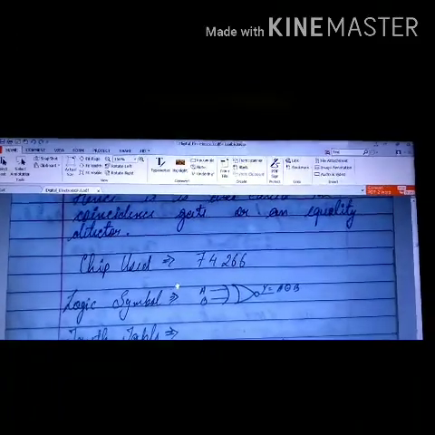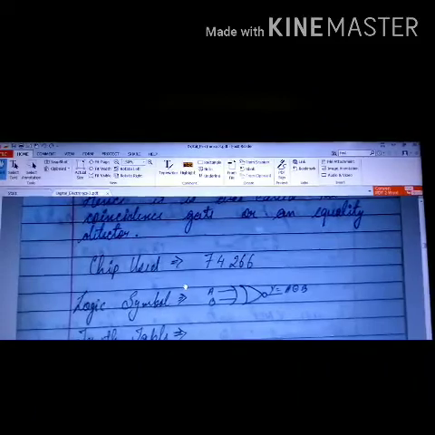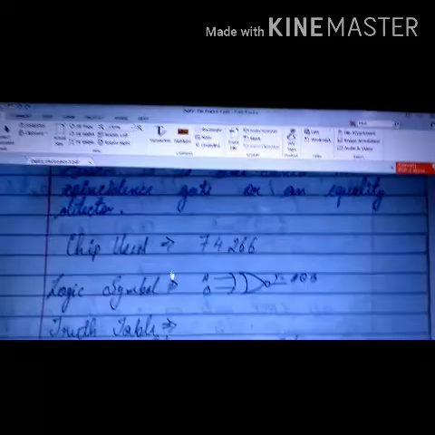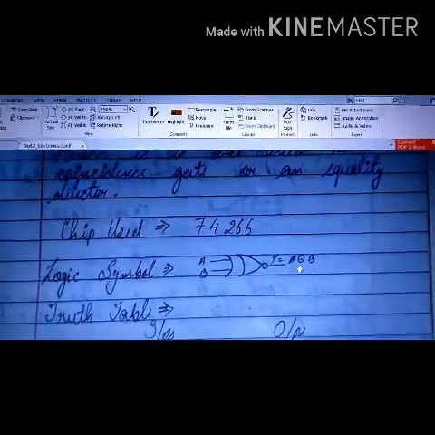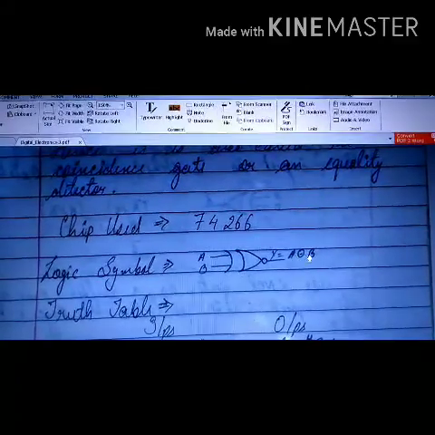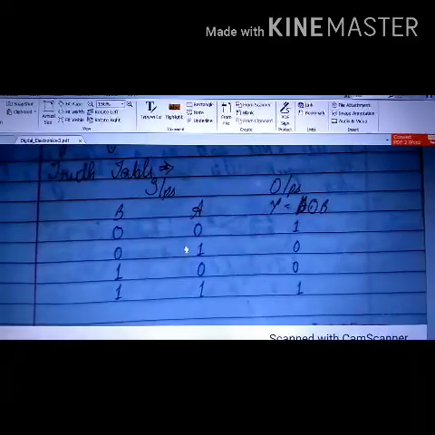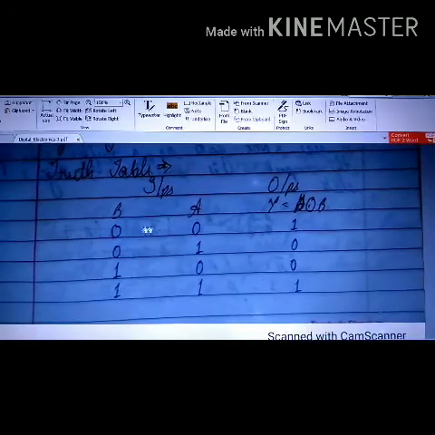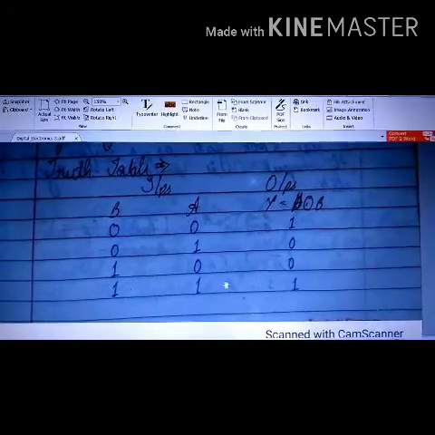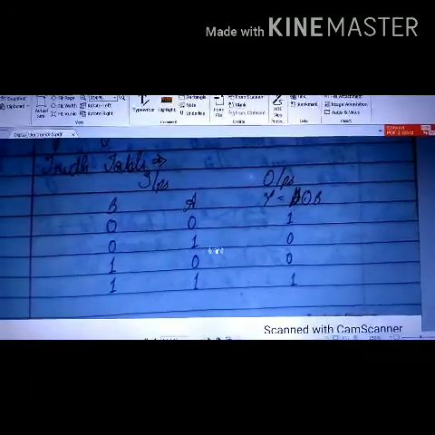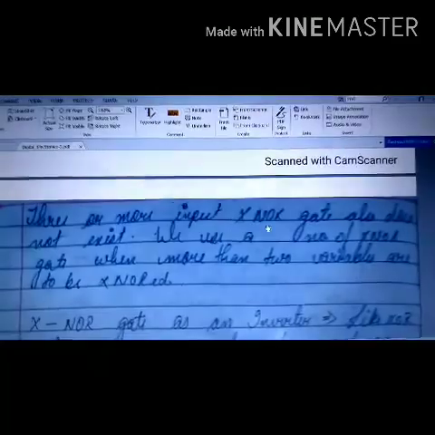Logic symbol is the same as an XOR gate, but just a bubble is added at the front. This is the symbol for A XNOR B. Truth table as such: when both are the same, A and B are equal, that is 0 0 or 1 1, we will get output 1, but if they are different, we will get an output 0.